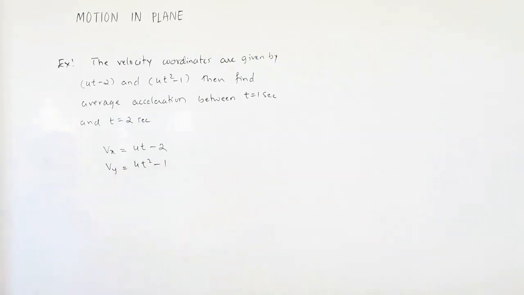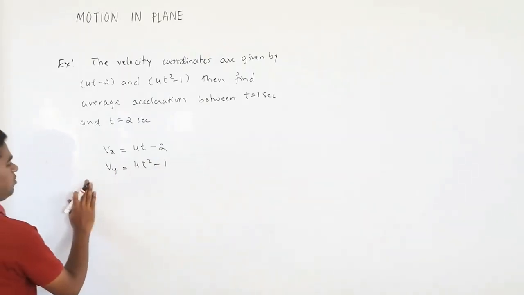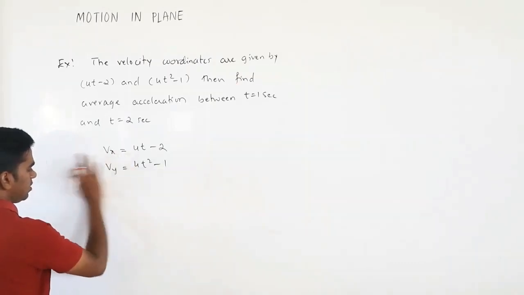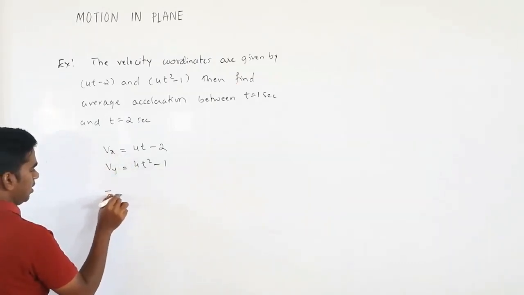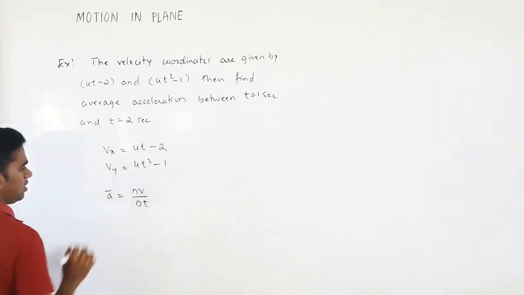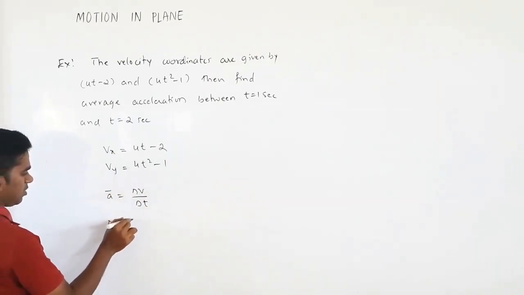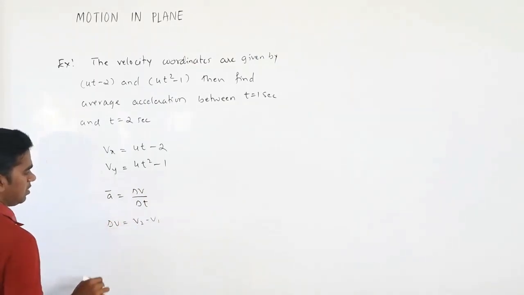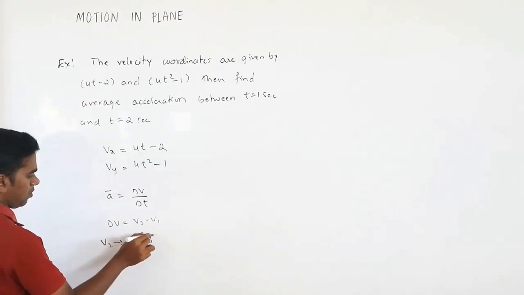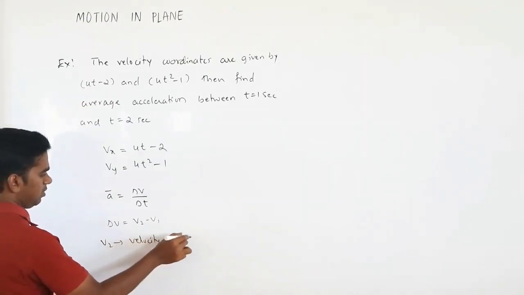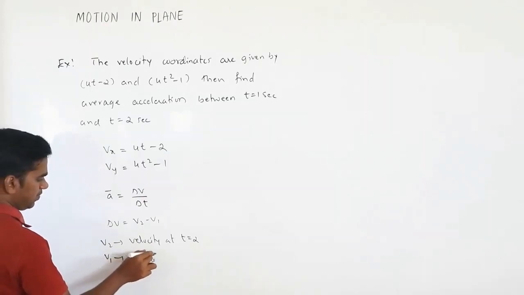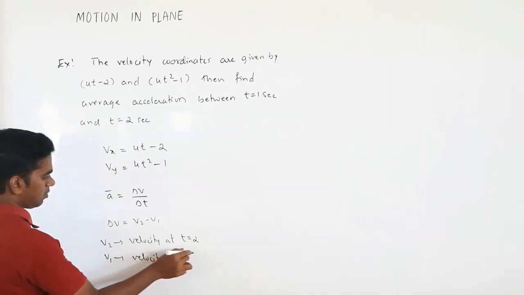Okay. So what do you want to find? You want to find average acceleration, which means you need delta v by delta t. So you need delta v. Delta v is v2 minus v1. v2 is the velocity at t equals 2 seconds. v1 is the velocity at t equals 1 second.